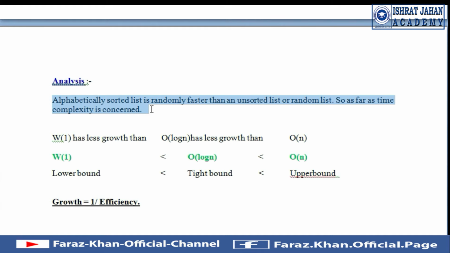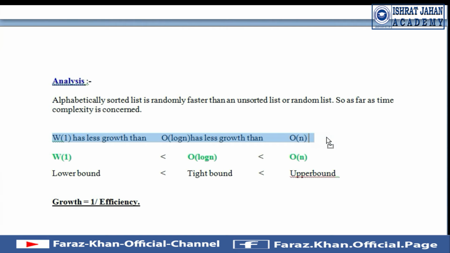So as far as time complexity is concerned, omega 1 has less growth than O log n, and O log n has less growth than O n, right? So we can say that omega 1 has less growth than O log n, and O log n has less growth than O n. And omega 1 is a lower bound.